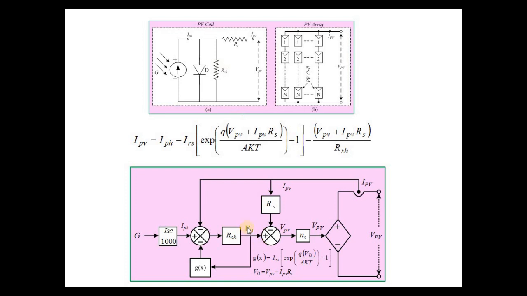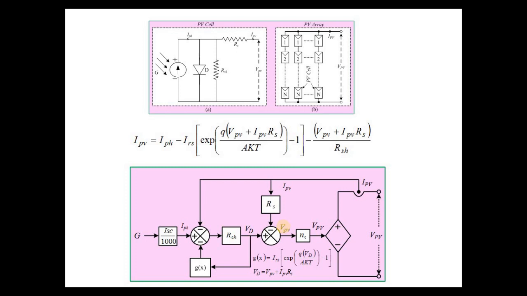So I can get the VD. Whatever current is flowing through this resistance, taken from the summation block and multiplied by RSH, gives VD, and this is the feedback to G of X, because VD is there. VD means VPV plus IPV times RS. So everything else is a constant, and these constants also sometimes depend on temperature.